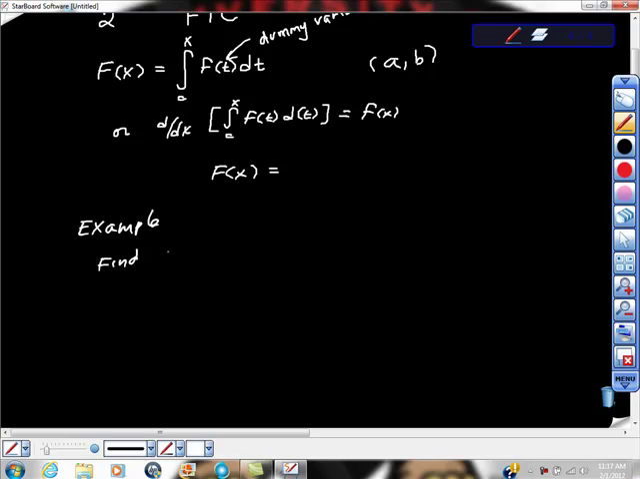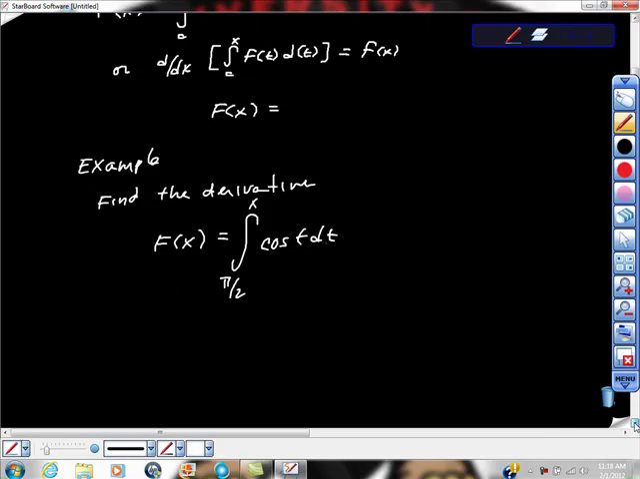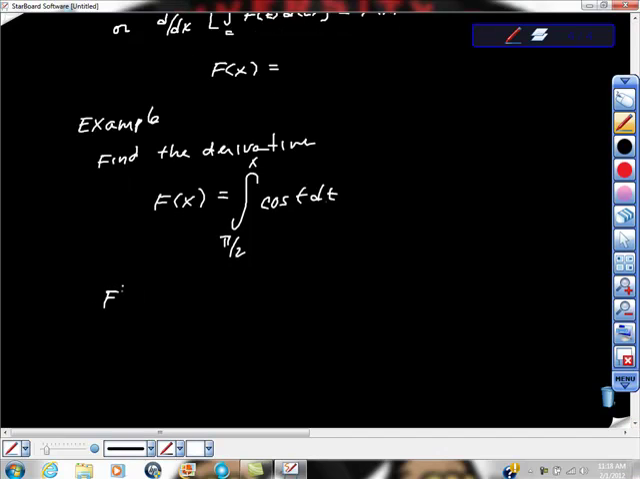It's find the derivative. F of x is equal to the definite integral from pi halves to x cubed of cosine t dt. So we want F prime of x, right? Find the derivative.